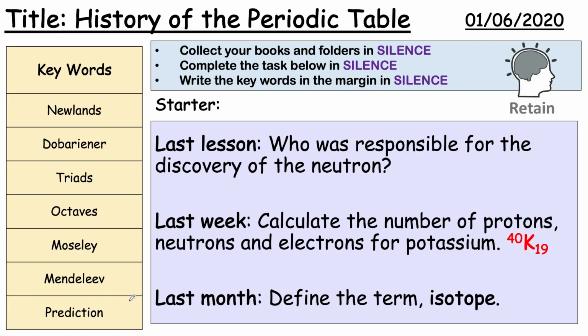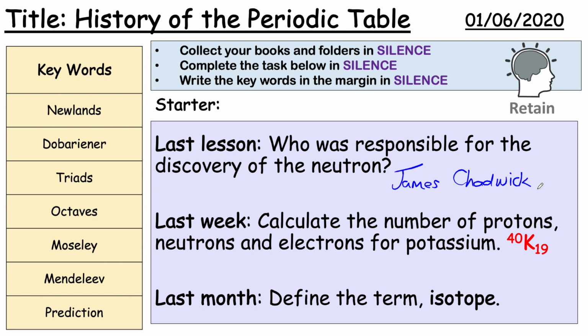Hi guys, today's lesson is the history of the periodic table, and this is a good follow-on lesson from the last video, which was the introductory lesson to the periodic table. So let's get started. Who was responsible for the discovery of the neutron? This was a man called James Chadwick. This is just one of those things you need to know.